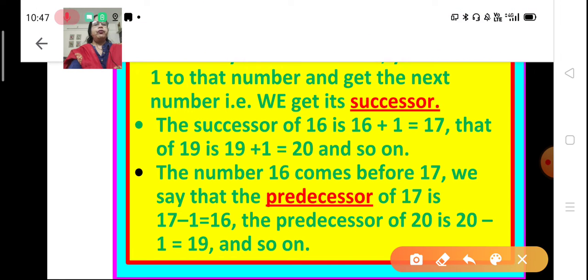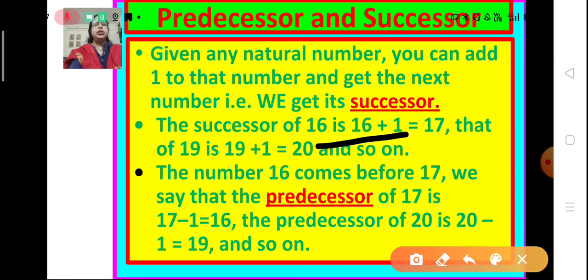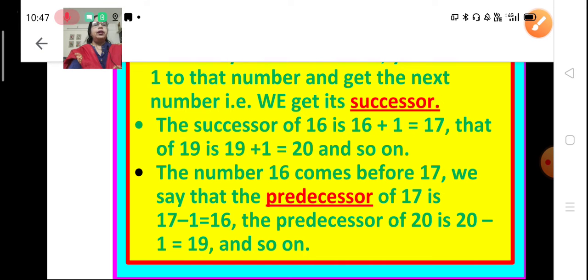So, for example, if 1 is added to 16, we get the next number or the successor of 16. Similarly, the successor of 19 we get by adding 1 to 19, that is 20, isn't it? So, successor is the next number which we get by adding 1 to a given number. Now, predecessor we get by subtracting 1 from a given number.